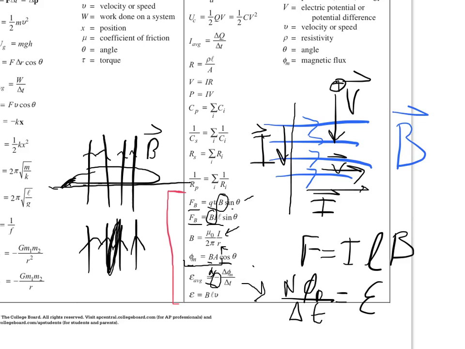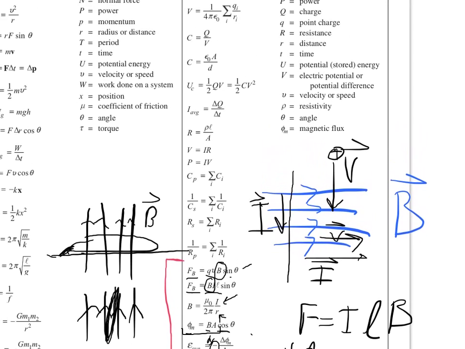And the special case for a rectangular loop of wire traveling at a constant velocity through a magnetic field, or in or out of a magnetic field, BLV is your induced EMF. You already know all these equations and used them before, but that's just a quick reminder of each of them. You should have all of those memorized when you come in on Monday for the multiple choice section.